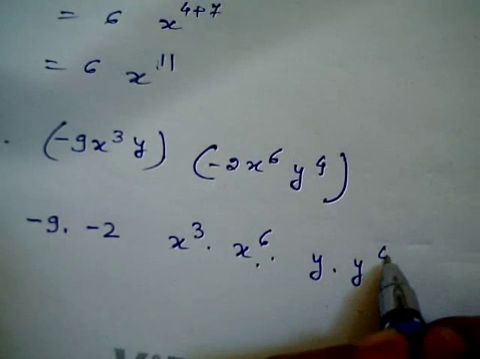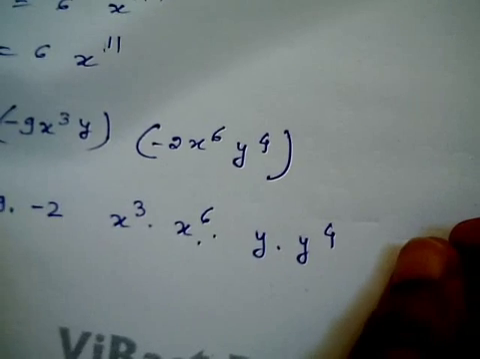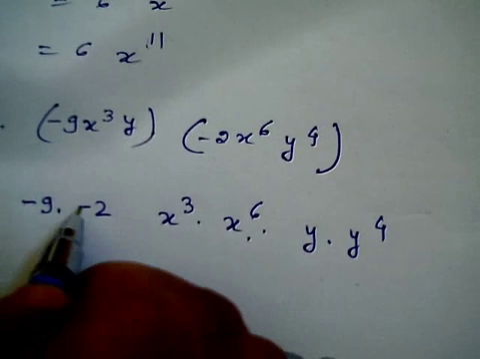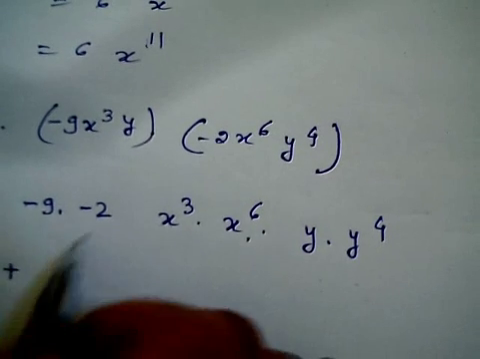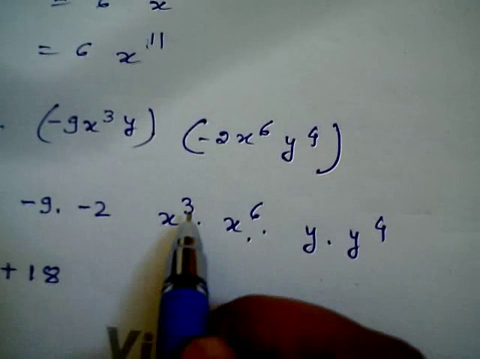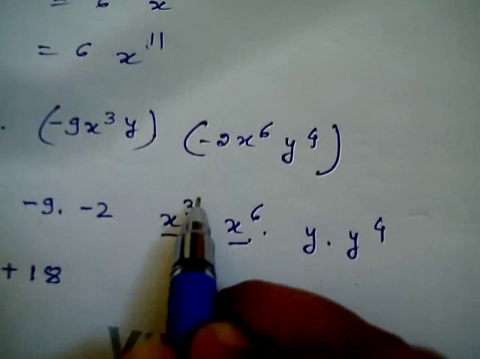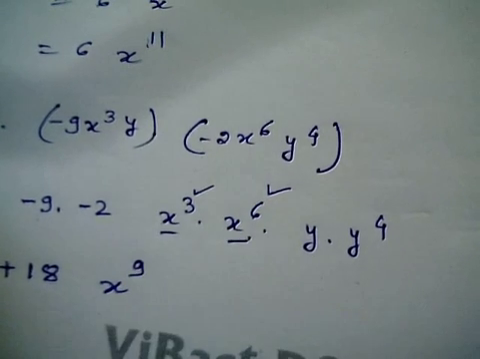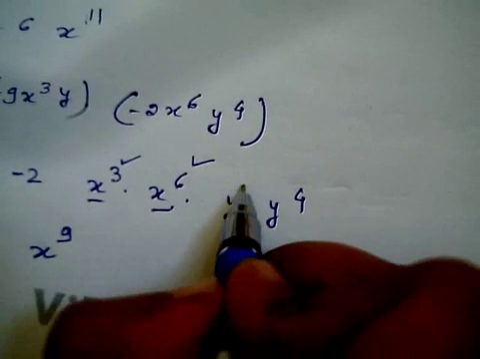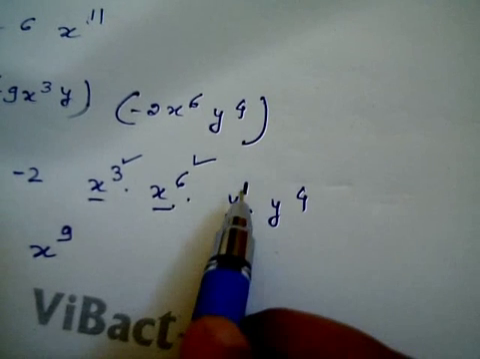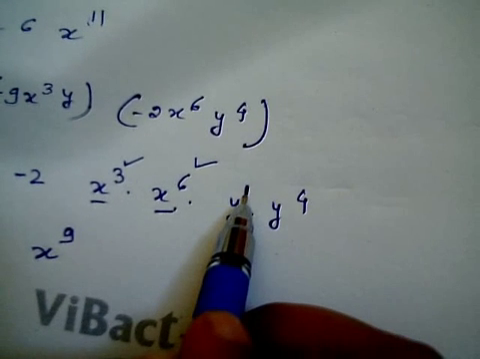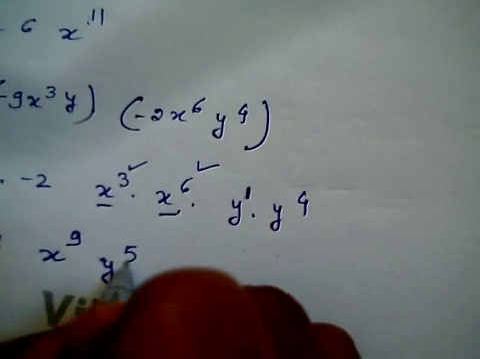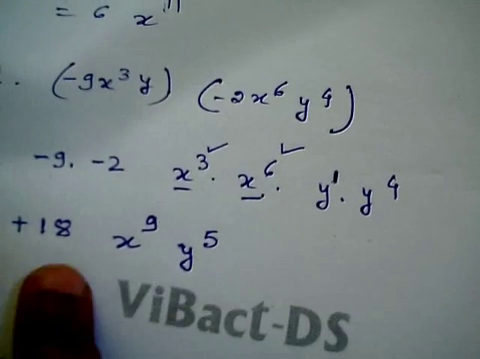9 times 2 is 18. The base is the same, so the powers get added: 3 plus 6 is 9. And over here y has no visible power, which means it is 1. When you can't see any power, that means it is 1. 1 plus 4 is y to the power 5. So this is how it has come: 18x to the power 9, y to the power 5. We have finished question number 47. Question number 48 is also of the same pattern, so you can attempt it on your own.